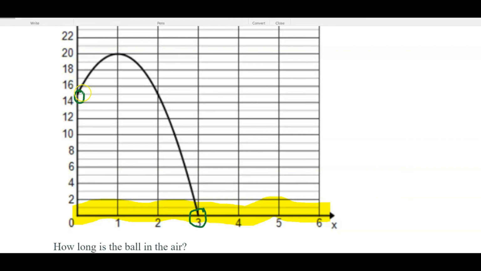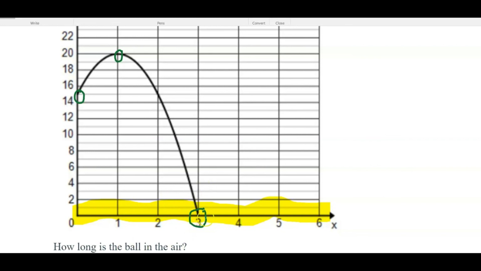And if you look at the graph, the ball reached its highest point right up here at 1 second. So I would say the maximum height of this, according to this graph, is 20 feet. It got thrown from 14 feet, it went as high as 20 feet, and it goes all the way down here until it hits the ground, and it took 3 seconds to actually hit the ground and bottom out.